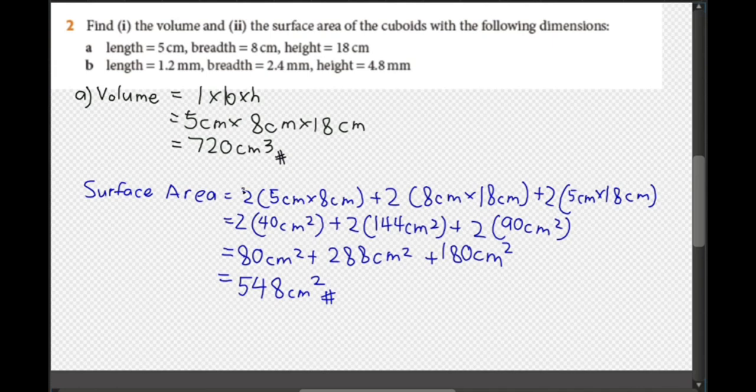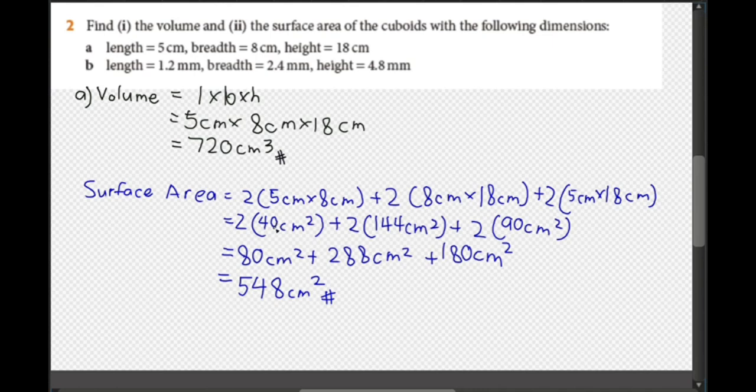Now let's look at the surface area of cuboid A. In the cuboid, there are 3 faces with different measurements, and each different face has 2 of them. So here we take 2 of 5 cm times 8 cm plus 2 of 8 cm times 18 cm plus 2 of 5 cm times 18 cm. So as you can see, the measurements they multiply together are different.